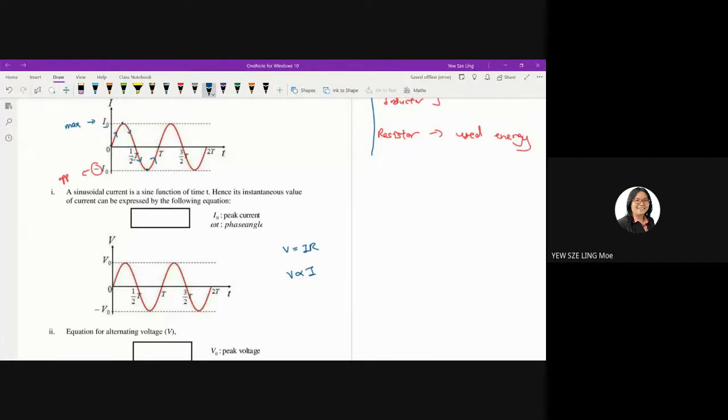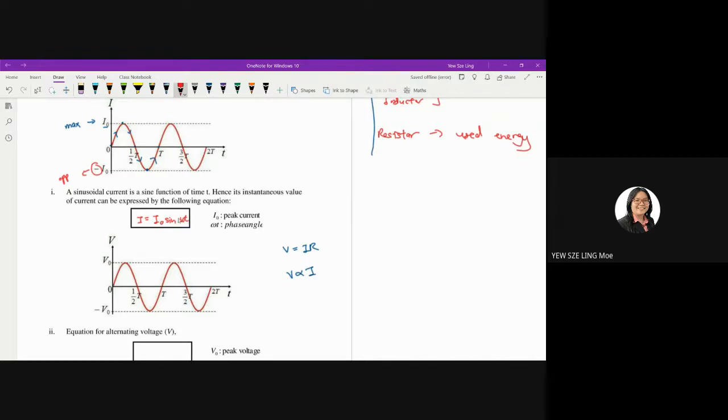So how do we describe this graph? In order to describe it, you look at the shape of the graph. It is a sine function and it starts from 0. Therefore, I is equal to the amplitude, which is I naught, times sine omega t. The graph is a sine, so I = I naught sin(omega t).